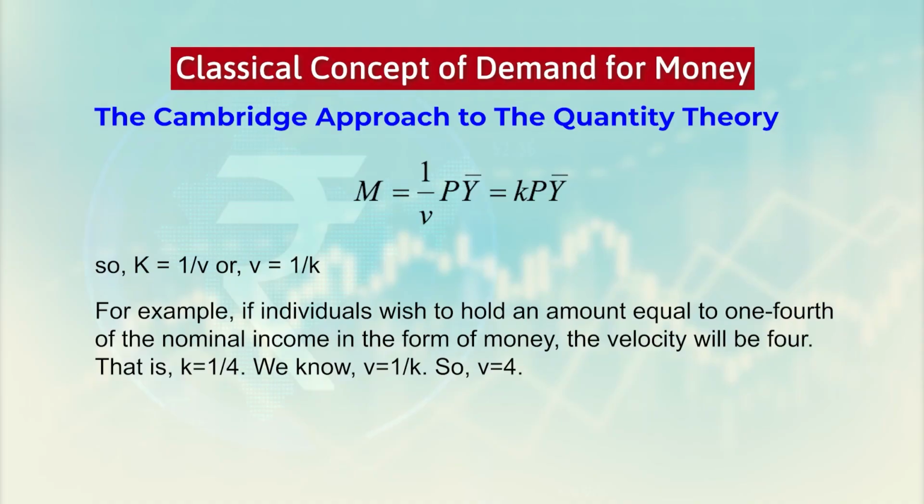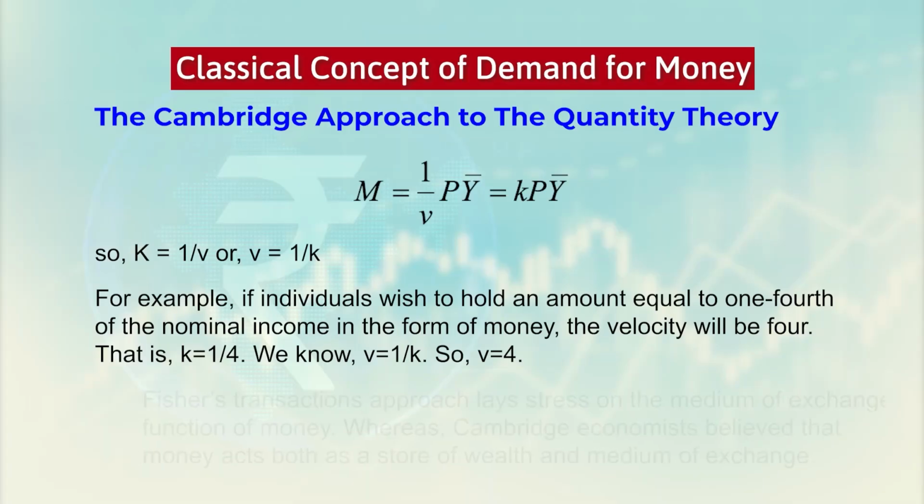So here the velocity of money is going to be 4. As I mentioned, k is equal to 1 by v, so k becomes 1 by 4, where velocity is 4. Why? It is coming from how much fraction of nominal income we want to have for transaction purposes. So if we assimilate these two concepts, the Fisherian version of the quantity theory of money and the Cambridge approach to the quantity theory of money, essentially these two things are the same.